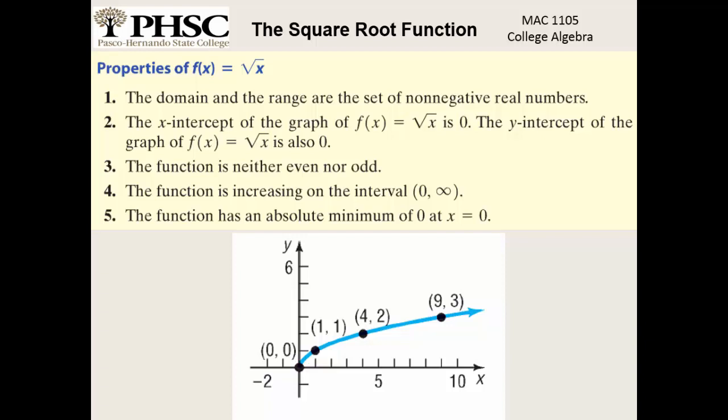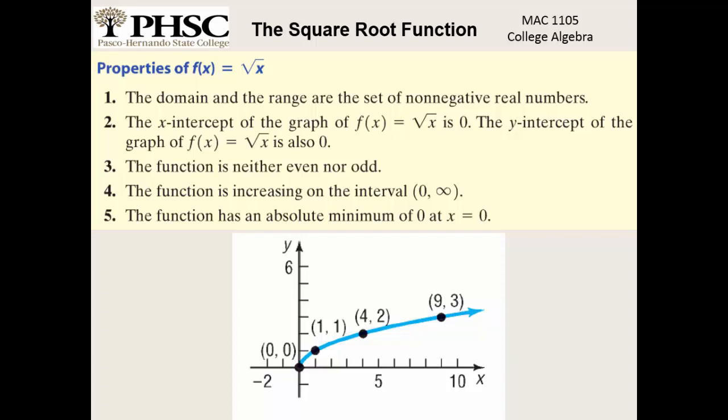The second thing is that the x-intercept of the graph is where f of x, equal to the square root of x, is 0, and the y-intercept is also 0. And you can see on the graph that the only intercept is actually the origin. Now the function is neither even nor odd. That means it's not symmetric with respect to the origin or the y-axis.